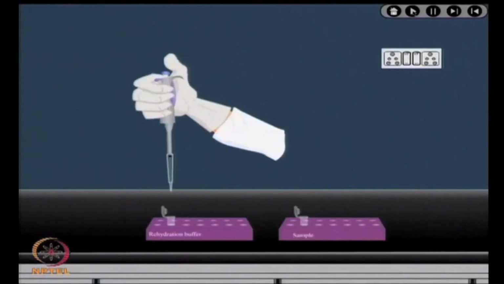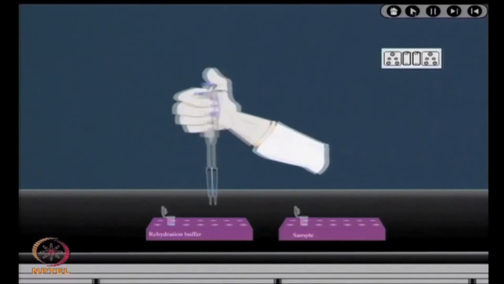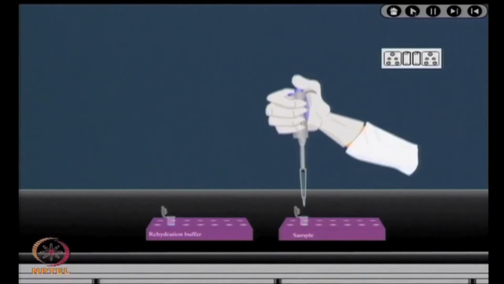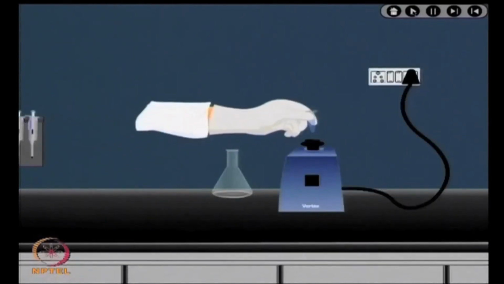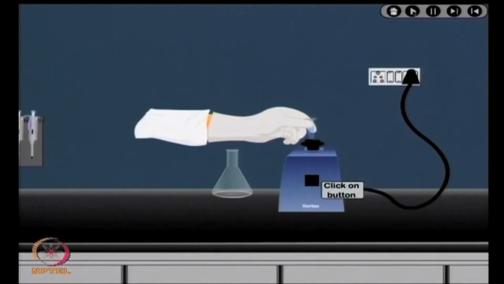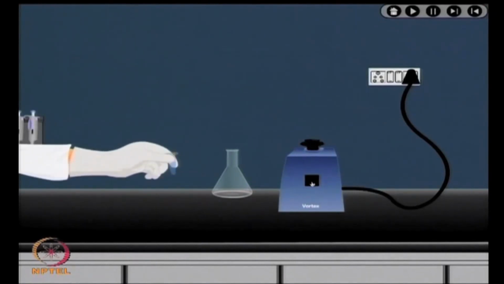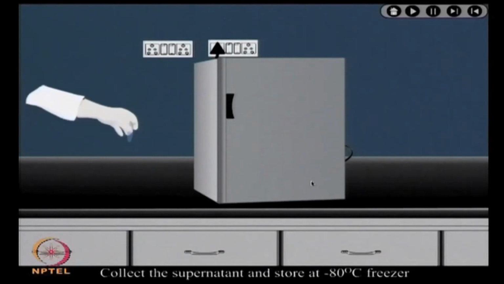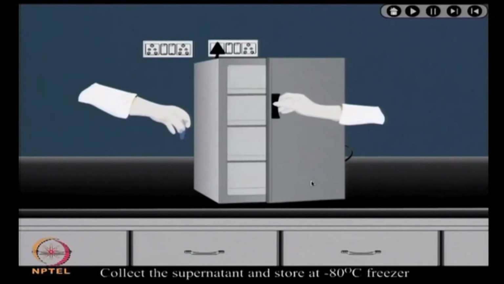The pellet can be dissolved in lysis buffer containing 8 molar urea, 2 molar thiourea, 4% CHAPS, 2% IPG buffer, 40 millimolar of DTT and trace amount of bromophenol blue. You can then again perform the vortexing step and keep this extract at minus 80 degrees until further use.